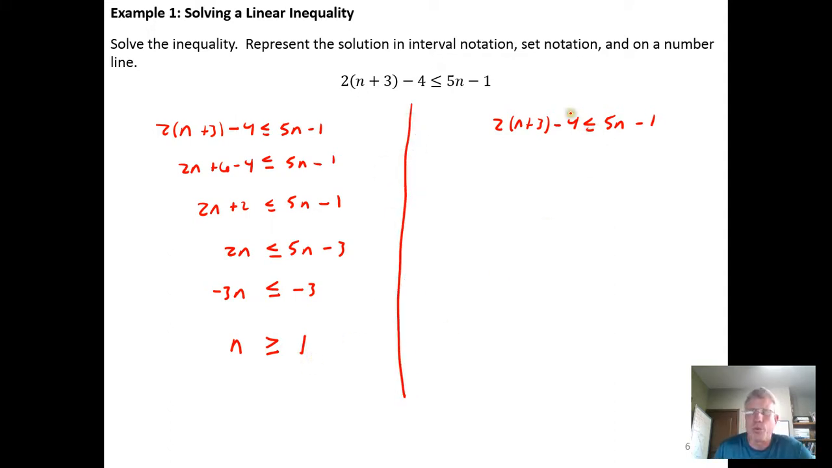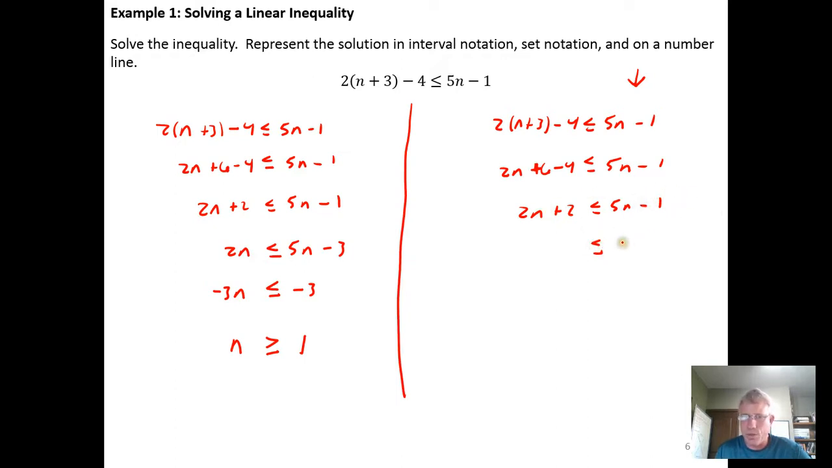This time we'll do the same problem, but we'll choose to get the n on the right-hand side. Get n on the right. So the steps are really going to be the same for a while. First distribute, which will give me 2n plus 6 minus 4, less than or equal to 5n minus 1. Combine my like terms, which gives me 2n plus 2 less than or equal to 5n minus 1. But if I'm going to get the n's on the right-hand side, that means I want the numbers on the left. So this time I'm going to add 1 to both sides.